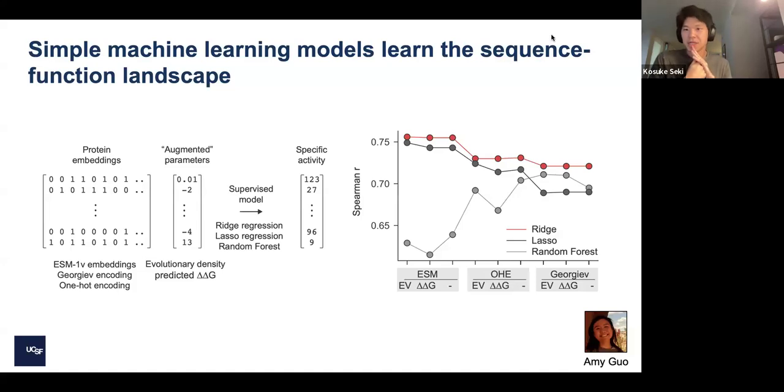I do see a question in the chat. Does your interpretable model's identification of functionally important residues correspond to or help validate the established structural roles of the C spine and R spine? That's a fantastic question as well. I think it does. Let's see if I can pull up the slide that we are looking at.